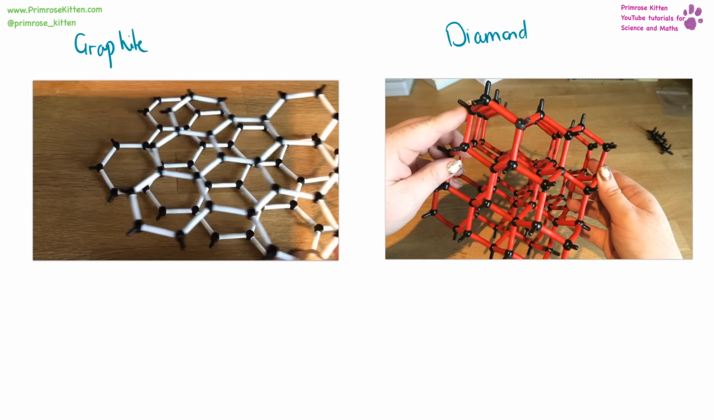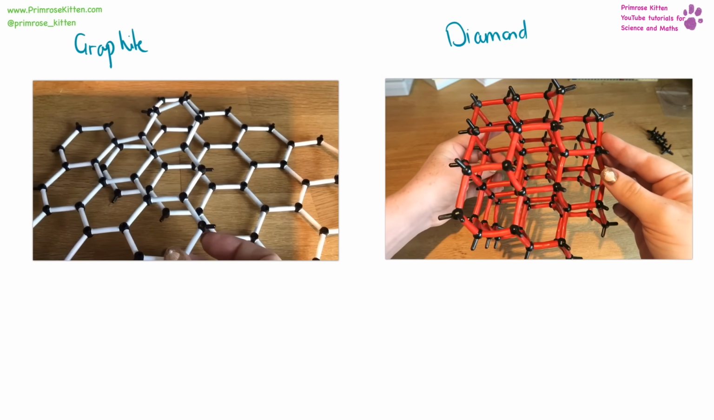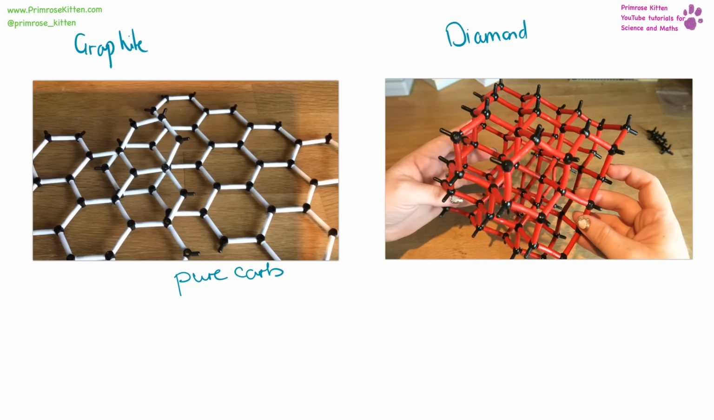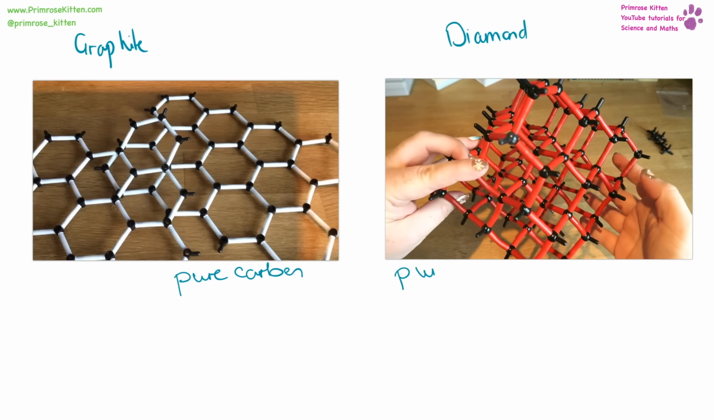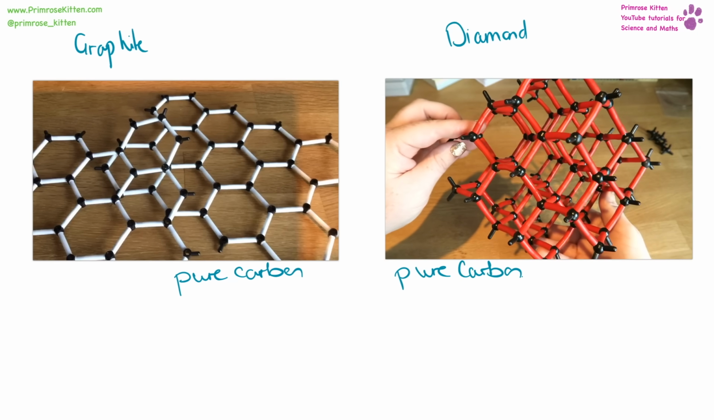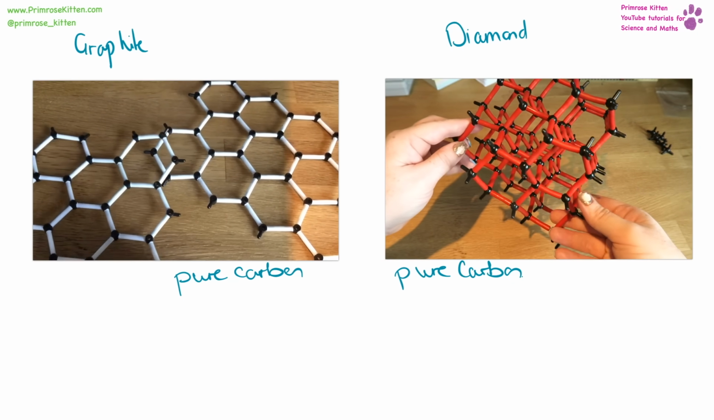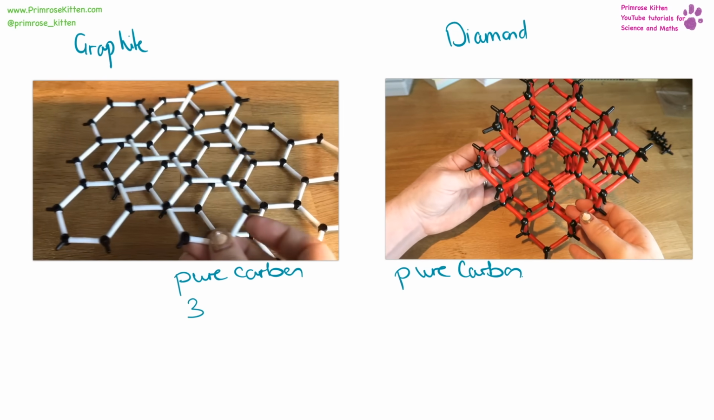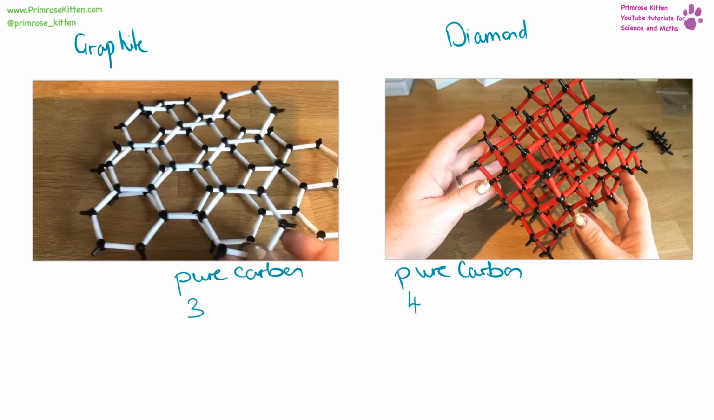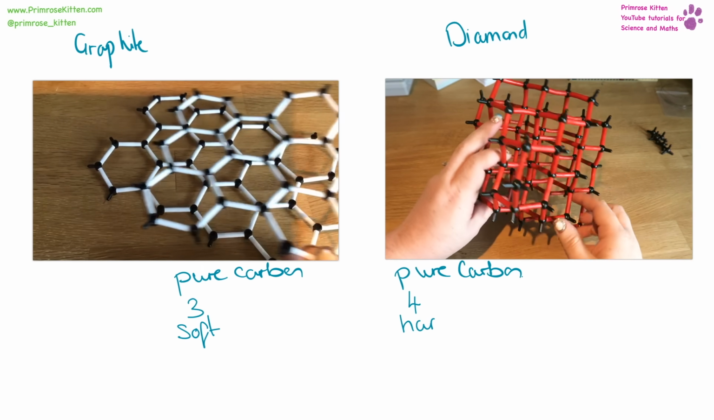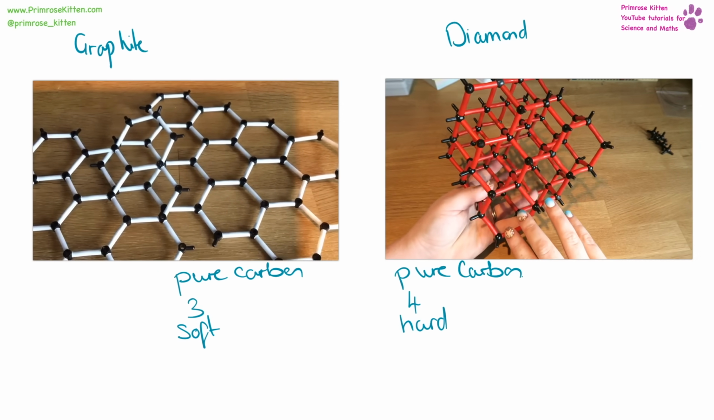If we were to compare diamond and graphite, they are both made of pure carbon. Graphite is made of 3 carbon-carbon bonds, diamond is made of 4 carbon-carbon bonds. Graphite is soft, diamond is hard.